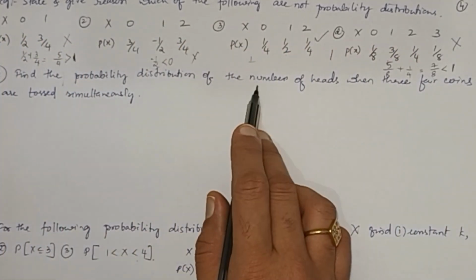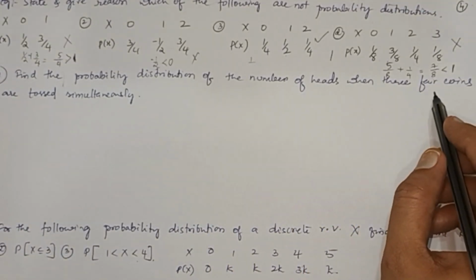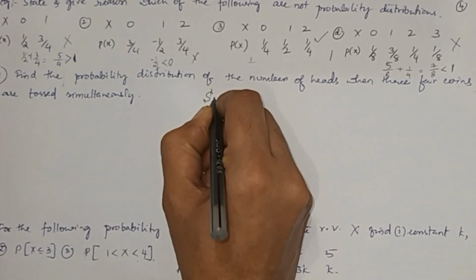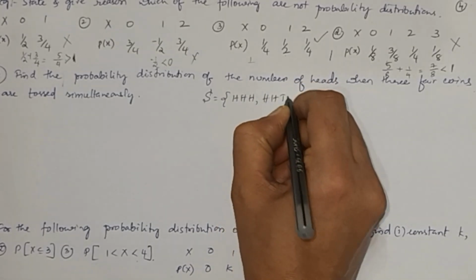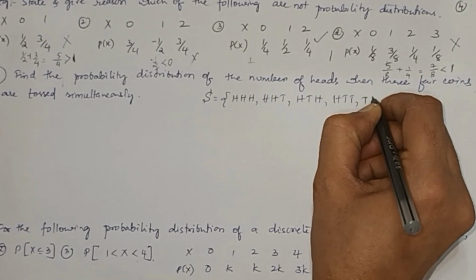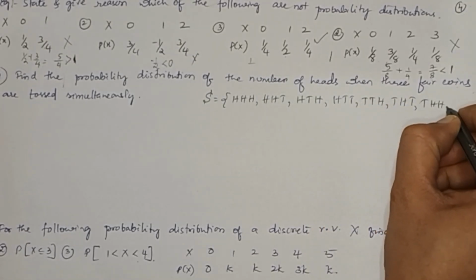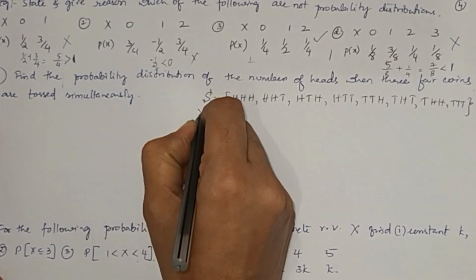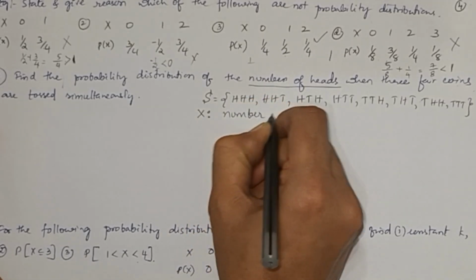See the second question. Find the probability distribution of number of heads when three fair coins are tossed simultaneously. So sample space is HHH, three coins, HHT, HTH, HTT, then TTH, THT, THH, TTT. So this is the sample space. So what is the random variable X? Number of heads.